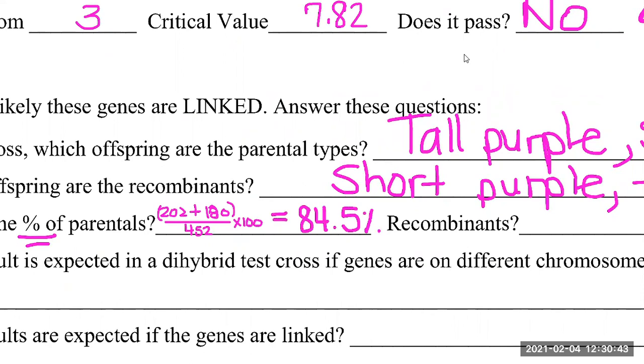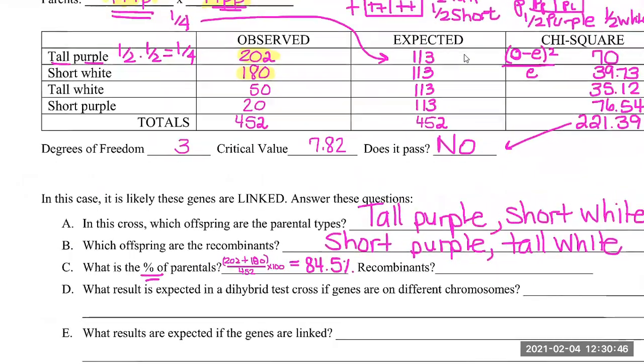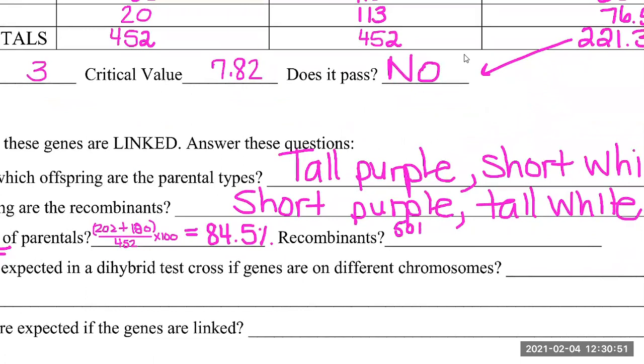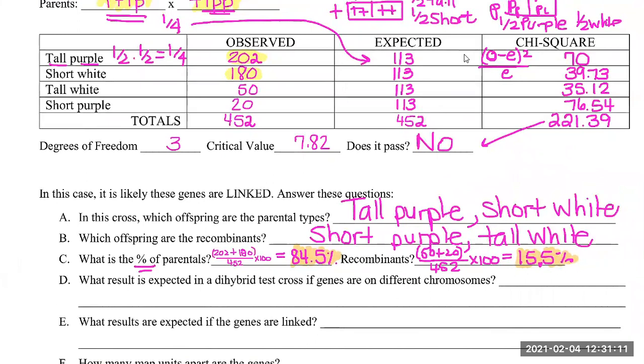And then my recombinants, we're going to add up all of our recombinants. So it's going to be 50 plus 20 over my total offspring of 452 times 100, and that's going to give me 15.5%. And if you double check those, they should add up to 100%. So this is my percentage of parentals, my percentage of recombinants. And again, to get that, I just add up all my parentals over the total offspring times 100, and then all my recombinants over the total offspring times 100.